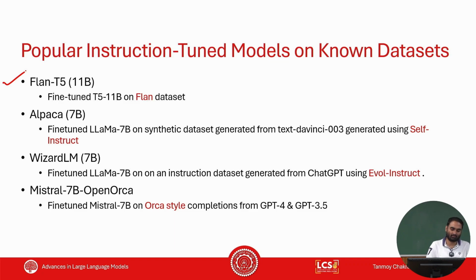Okay, so some of the datasets which are publicly available for instruction fine-tuning include FLAN T5 data, 11 billion size token, and Alpaca data. This is also a good dataset. So people fine-tuned Llama 7 billion with Alpaca data. Then you have the WizardLM data, which was used to fine-tune Llama 7B, and then of course the Orca style data generation, which was used to fine-tune a Mistral 7 billion model.